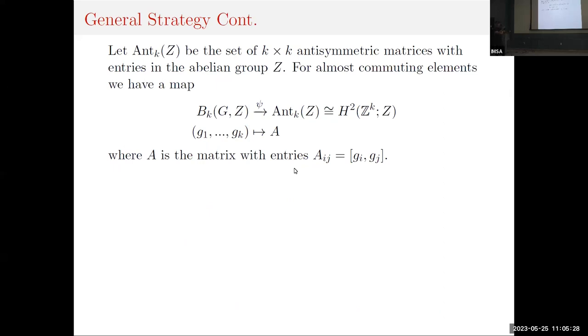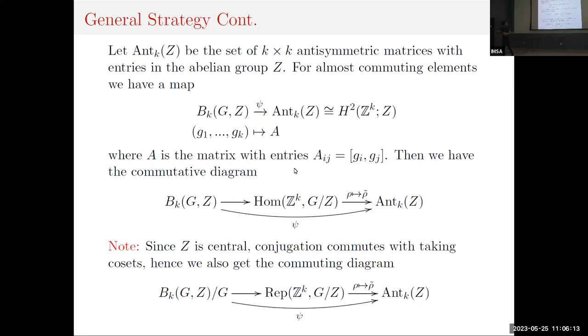It's just easier to look at it this way. So if I take a K-tuple in the almost commuting tuples of G that land in E, then a commutator is anti-symmetric, right? Instead of choosing the lifts, I already have the lifts here. So I can already take a matrix with entries ij, just given by the commutators, right? And look, these are exactly the same groups. Okay, so let me just call this the map of order commuting.